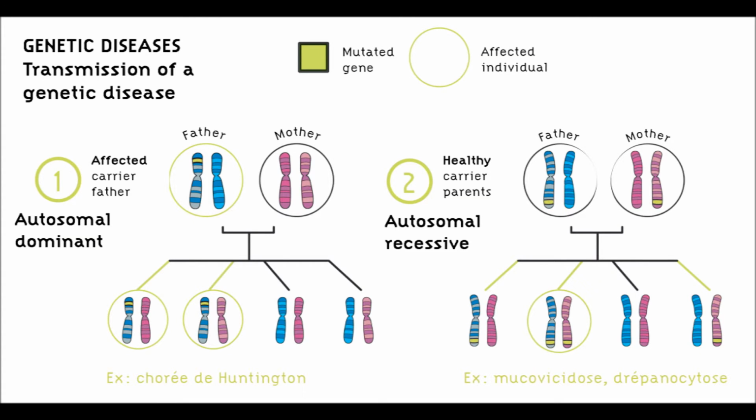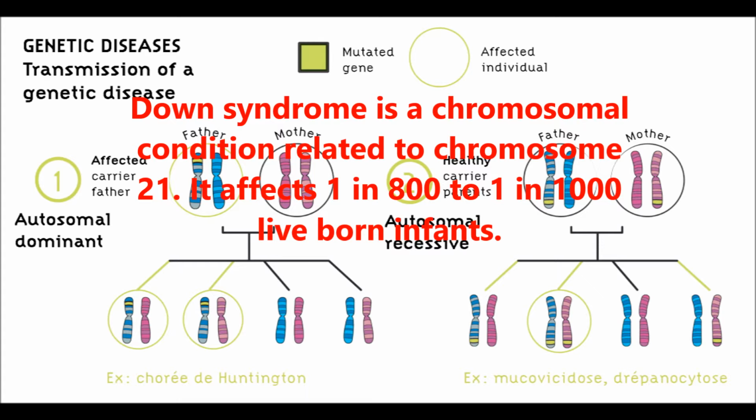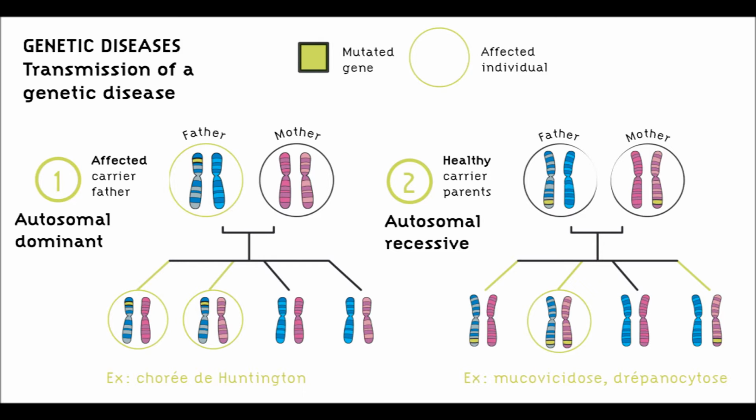One example of a genetic disorder or genetic problem is Down syndrome. What is Down syndrome? Down syndrome is a chromosomal condition related to chromosome 21. It affects 1 in 800 to 1 in 1000 live-born infants.